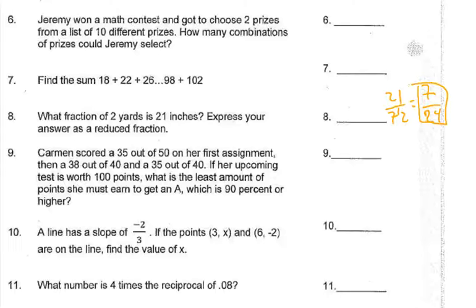Number 9. Carmen scored a 35 out of 50. Not her best effort, I might add. But she got a little bit wiser and decided to study the next time and got 38 out of 40. Not too shabby. Well, she's feeling a little full of herself, so she didn't study as much, but more than she did the first time, and she got a 35 out of 40.